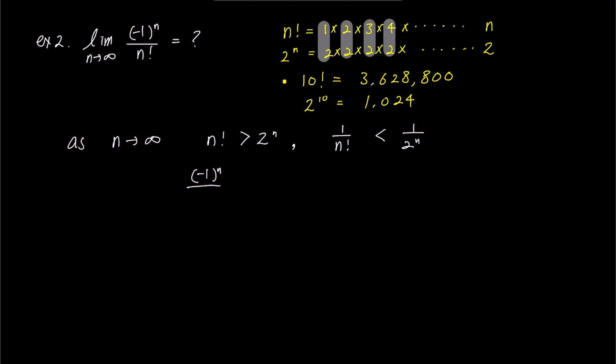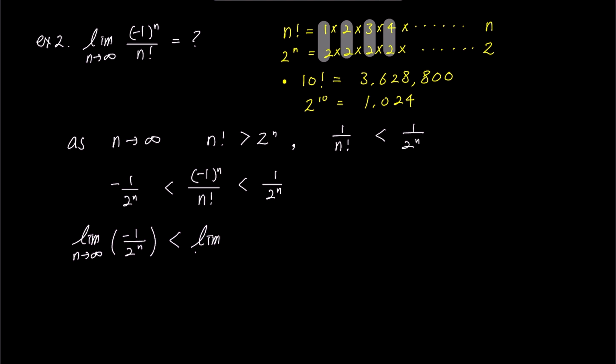So, -1 to the power of n over n factorial will be greater than -1 over 2 to the power of n, and at the same time, smaller than 1 over 2 to the power of n. Now, if we take the limit of each term in this inequality as n approaches infinity, it will be expressed as shown on the screen.